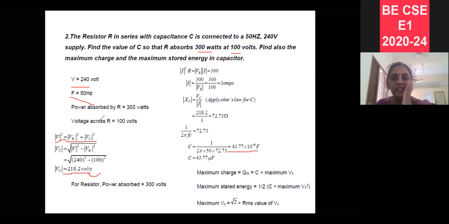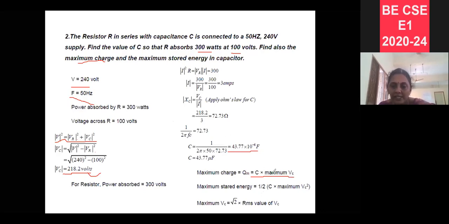Okay. Now next, they have asked us to calculate the maximum charge. Maximum charge, this is the formula: C into V max, C into maximum of VC. What is VC? VC is the voltage across the capacitance. Now we are calculating everything for the capacitance only. Charge is stored only in the capacitance, right?